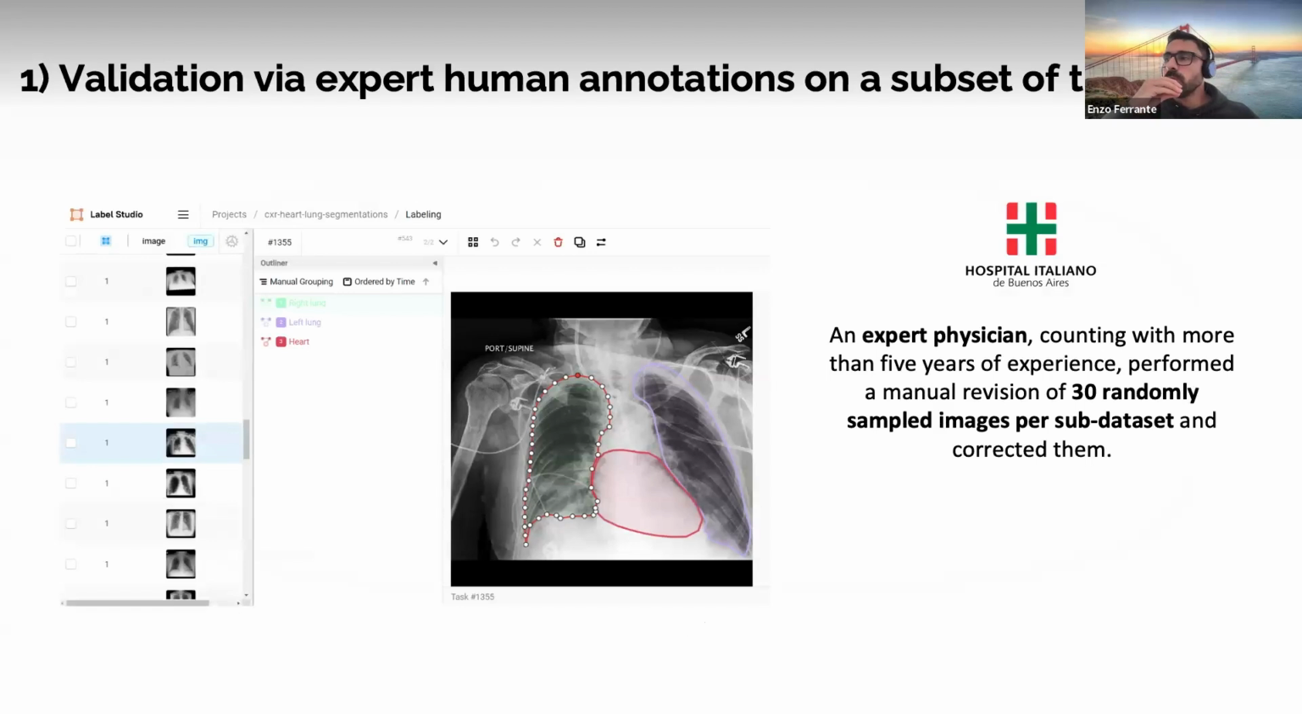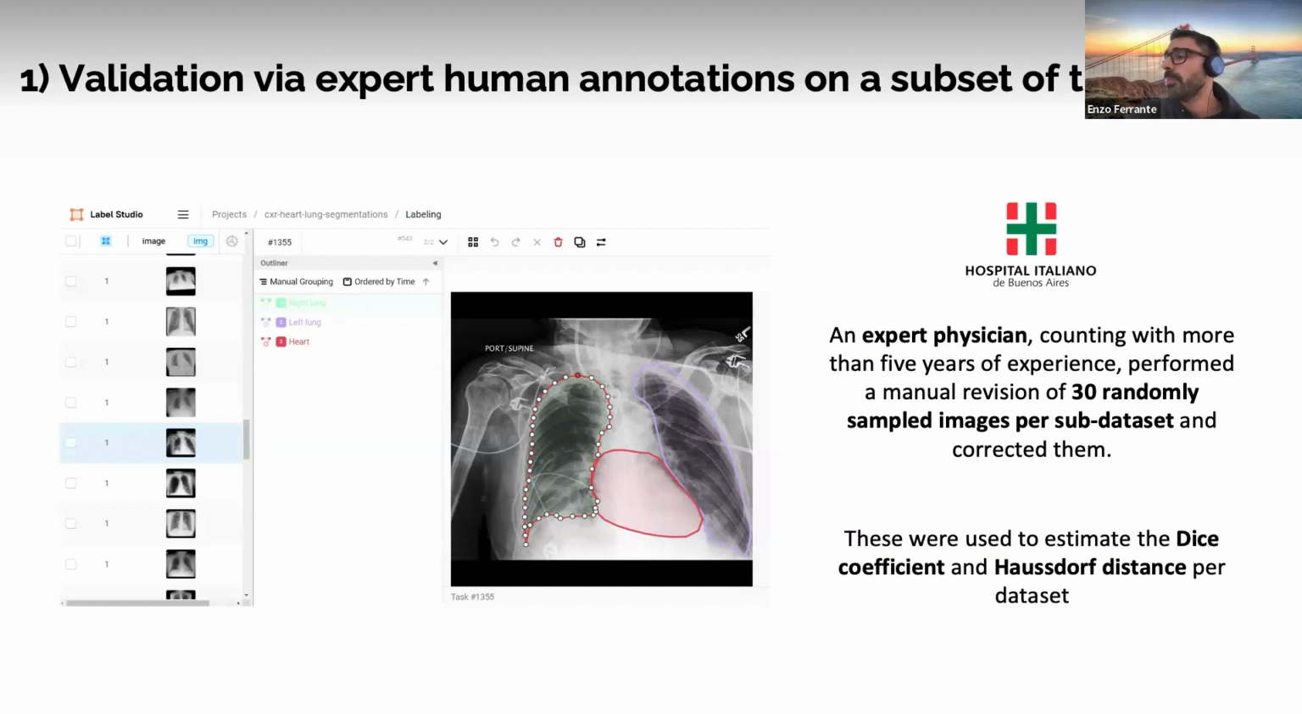The first thing we did was to validate some of these segmentation masks that we created. We took randomly 30 segmentation masks per data set, so we had about 150 segmentation masks. And we asked expert physicians from Hospital Italiano de Buenos Aires, one of the best institutions here in Buenos Aires when it comes to healthcare, to basically perform manual revision and check if the results were correct or not.